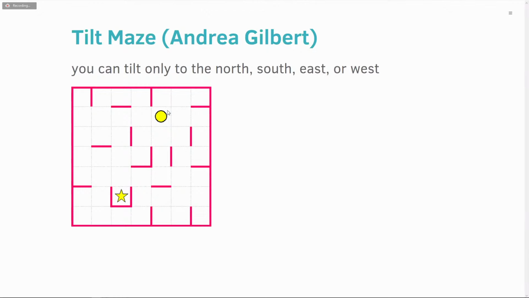Another type developed by Robert Abbott initially was the tilt maze. Basically, you have an object that you need to get to a certain location, and you can tilt it left, right, up, or down. But the object will move all the way in one direction. So if you tilted left, it would go to here. These mazes are subject to being solved backwards, so they're not quite as interesting.